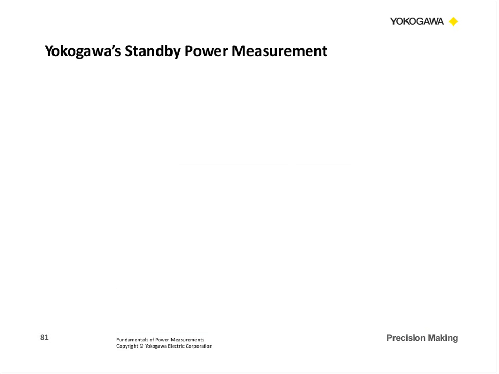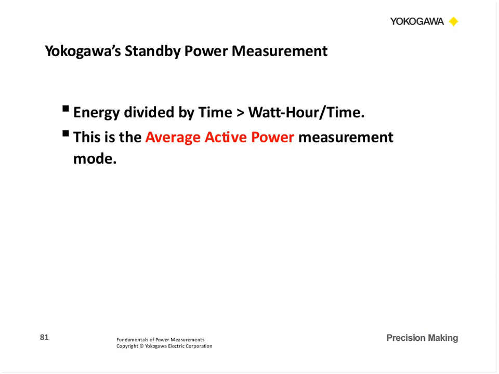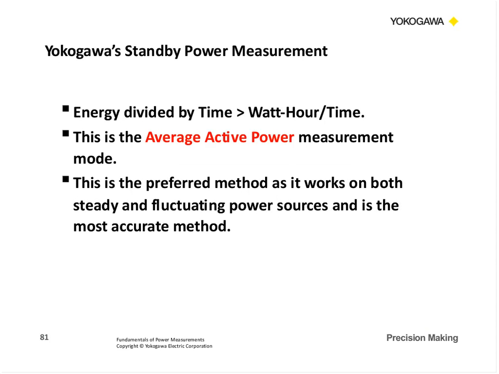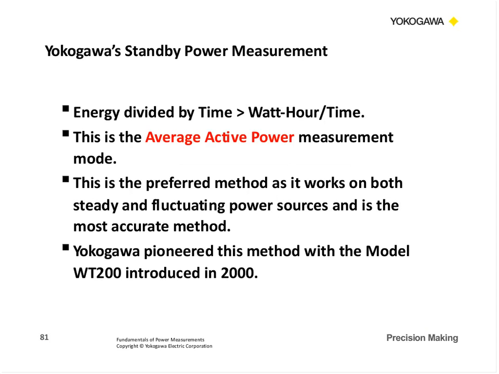Our standby power measurement mode uses the energy divided by the time, or we measure watt hours and then divide out the time. This is what we call average active power. So when we have a fluctuating power measurement like that, hard to measure, we use this average active power measurement mode. It's the preferred method when you look at the standard. It works on both steady and fluctuating type power sources. It's the most accurate method. And we pioneered this method way back in the year 2000 with one of our previous power analyzers.